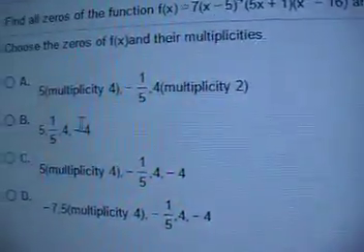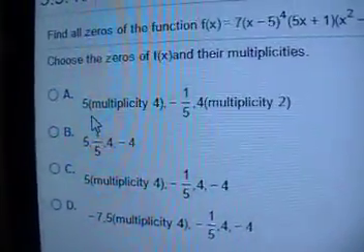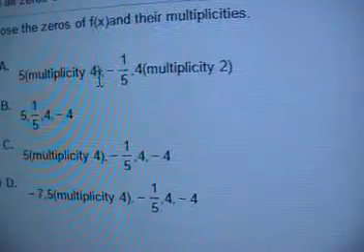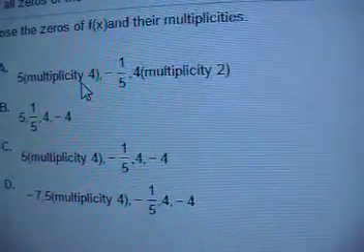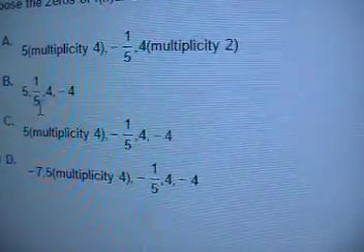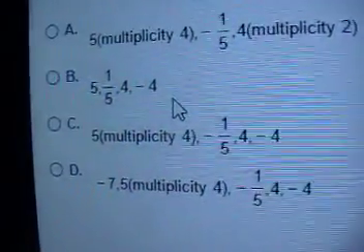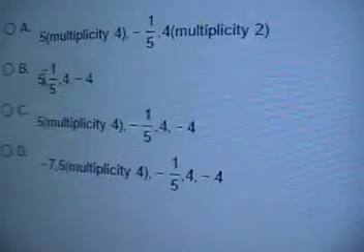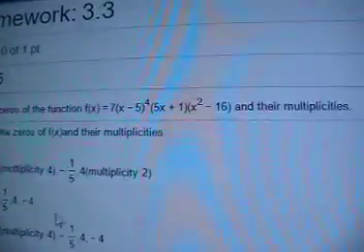4 times. So in choice A, there's that part at least. 5 is a zero, and it has a multiplicity of 4. That means that answer's happening 4 times. B doesn't have that, so that's out. C has it, and D has it. So the only one I can eliminate so far is B.